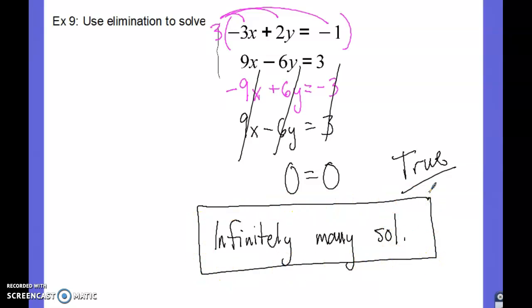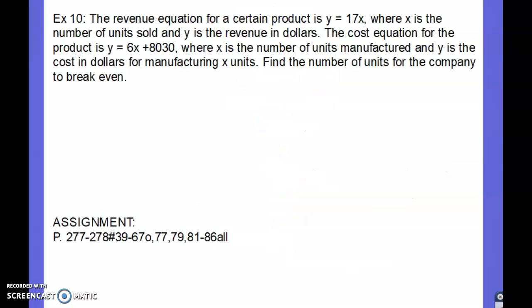So notice we're basically asking, is it a true statement when everything cancels, or is it a false statement? If it's true, there's infinitely many. If it's false, there's no solution. And then your last problem, you can read all these words. I would actually encourage you to pause it and make sure you read all these words.